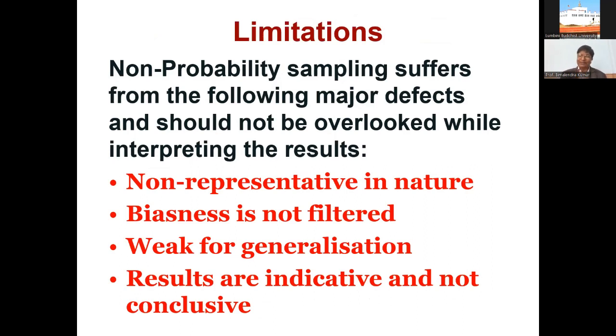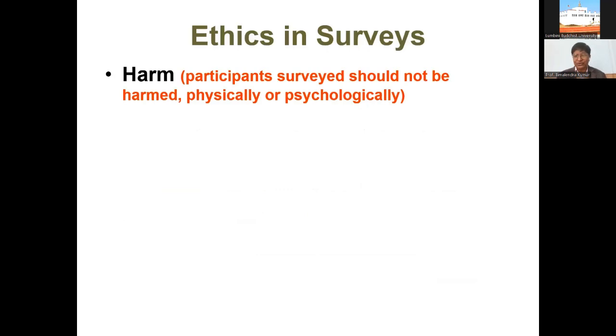So what are the limitations for the research scholar? Non-probability sampling suffers from the following major defects and should not be overlooked while interpreting the results. Non-representative in nature, biasness is not filtered, weak for generalization, results are indicative and not conclusive. Research ethics is also related with all these four aspects.